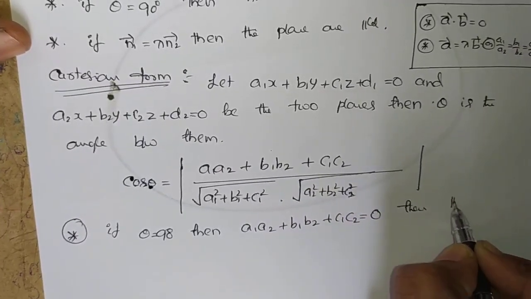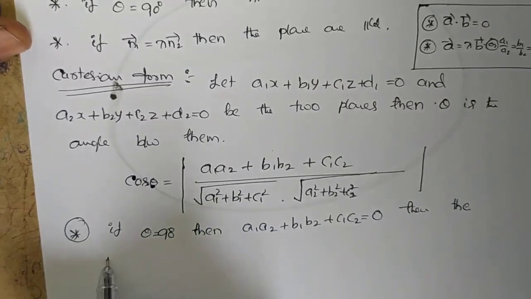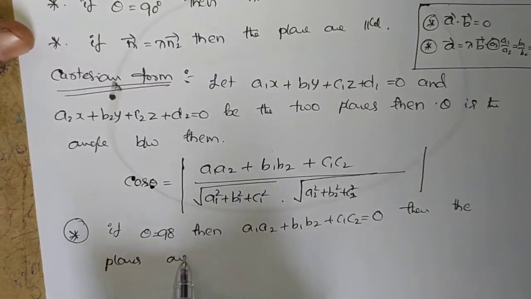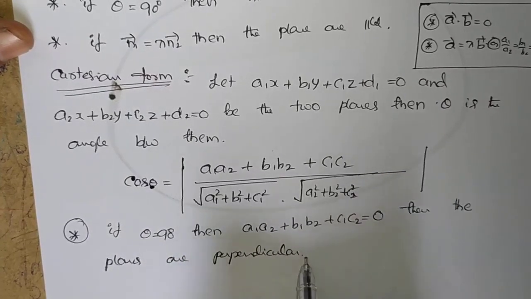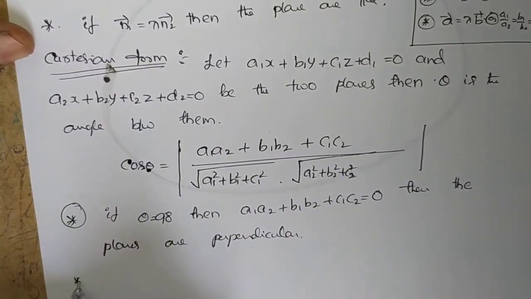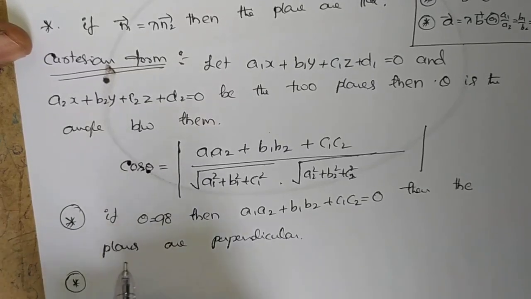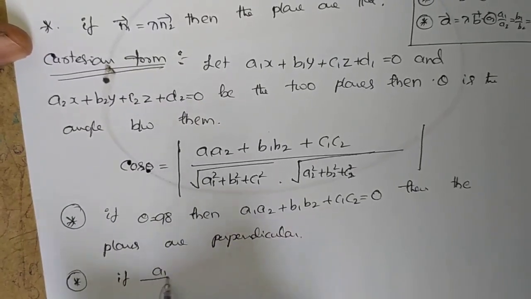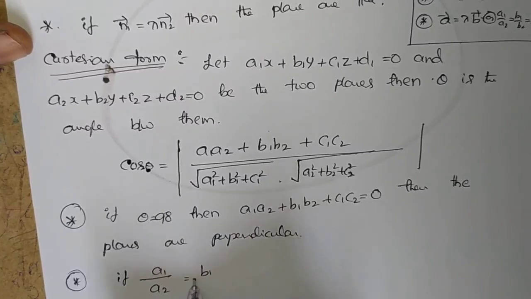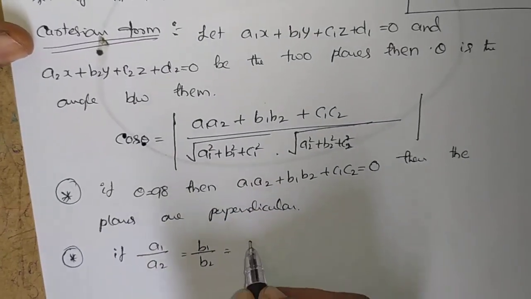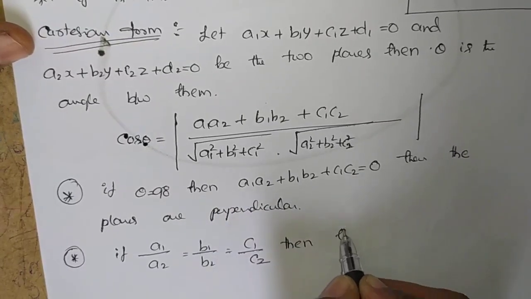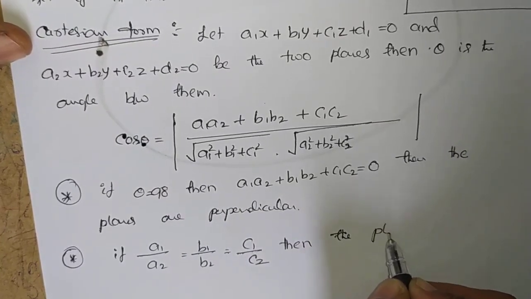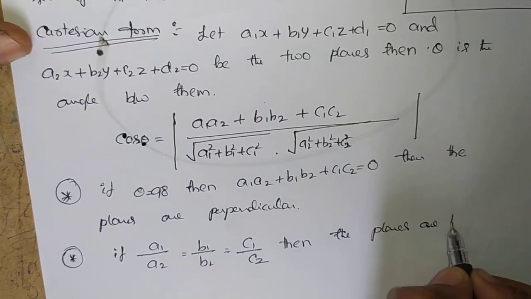If theta equals 90 degrees, then a1 a2 plus b1 b2 plus c1 c2 equals 0, then the planes are perpendicular. Okay, now what about parallel? If a1 by a2 equals b1 by b2 equals c1 by c2, then the planes are parallel.